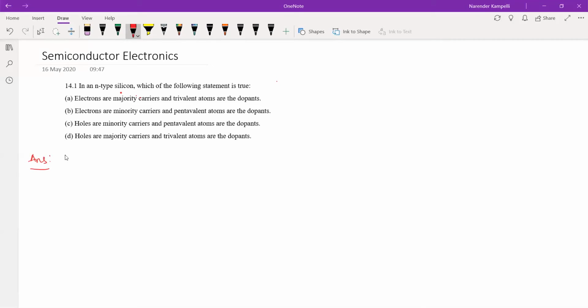In an n-type silicon, which of the following statements is true? Option A, electrons are majority carriers and trivalent atoms are the dopants. Option B, electrons are minority carriers and pentavalent atoms are the dopants. Option C, holes are minority carriers and pentavalent atoms are dopants. Option D, holes are majority carriers and trivalent atoms are the dopants.